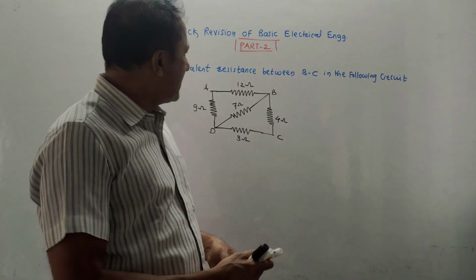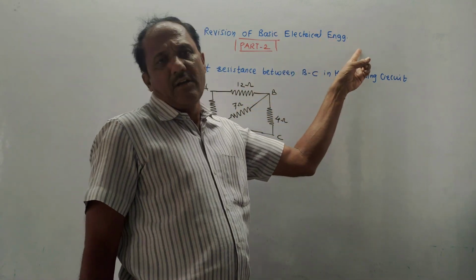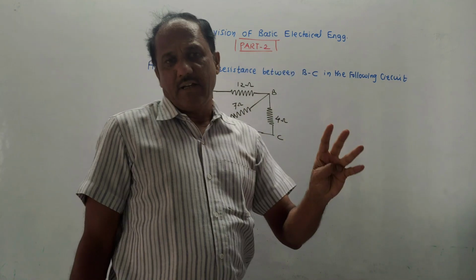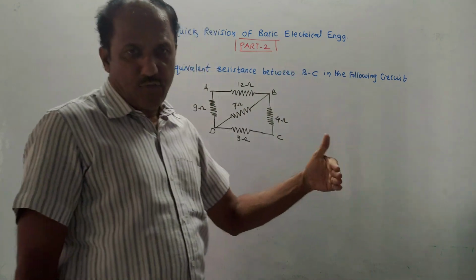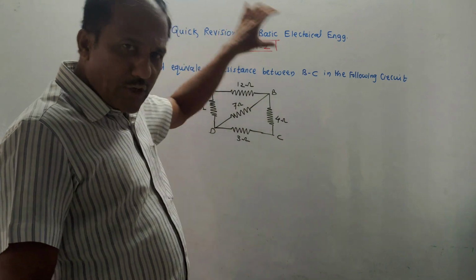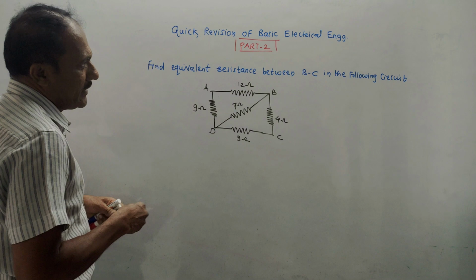Dear students, this is part 2 for the quick revision of basic electrical engineering, which is the subject for first year engineering students. In part 1, I have completed the revision for unit number 3 and 4. Now part 2 will give you exact idea about unit number 5 and unit number 6.